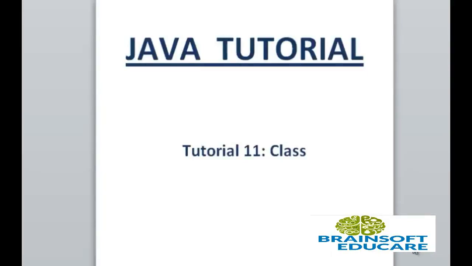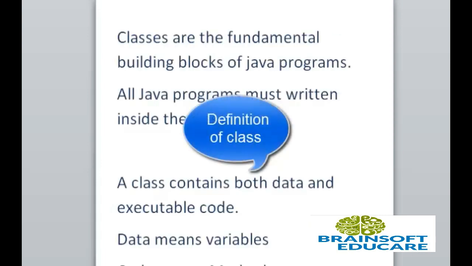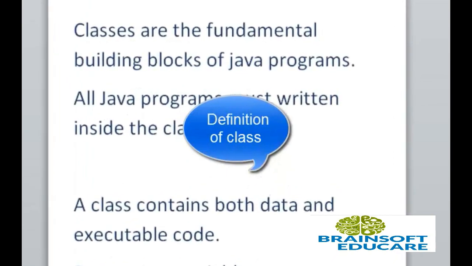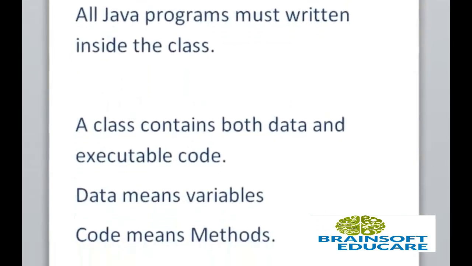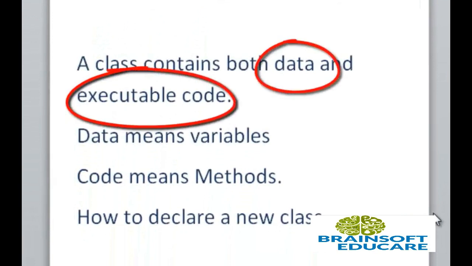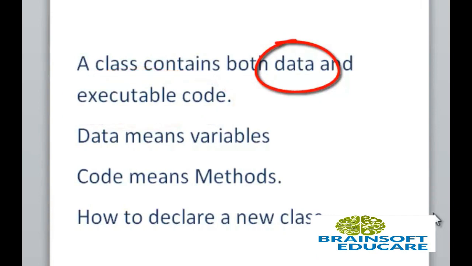In this tutorial, we are going to discuss the class, which is an important part of the object-oriented programming language. Let's go through the definition. Classes are the fundamental building blocks of Java programs. All Java programs must reside inside a class. A class contains both data and executable code. Here, data means variables and code means methods.